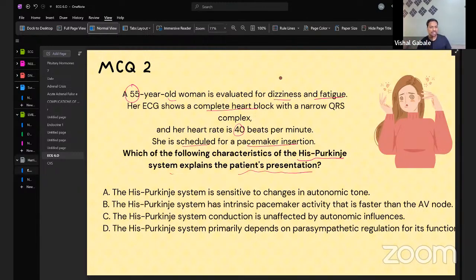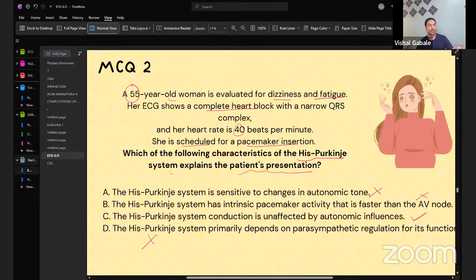So the His-Purkinje system is sensitive to the changes in the autonomic tone? Not likely. His-Purkinje system has intrinsic pacemaker activity faster than the AV node? No. His-Purkinje system conduction is unaffected by autonomic tone? Yeah, that can be one possibility. His-Purkinje system primarily depends on the parasympathetic regulation? Not likely. So the answer would be what?